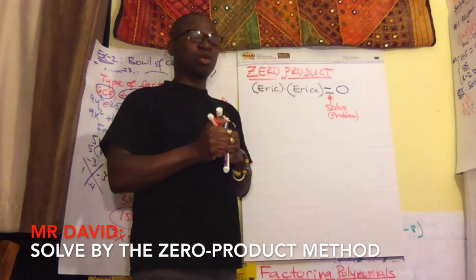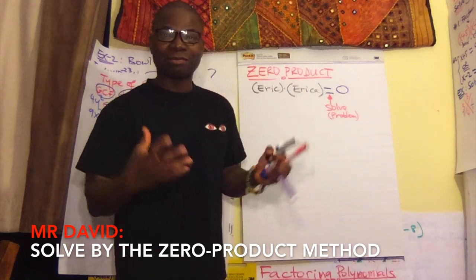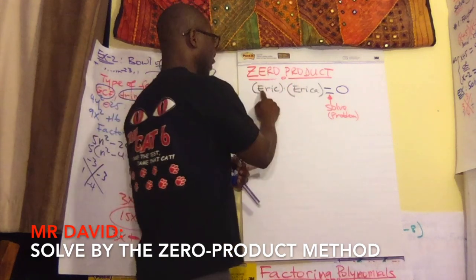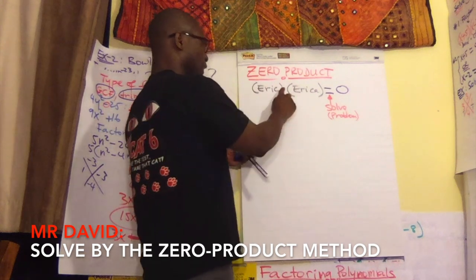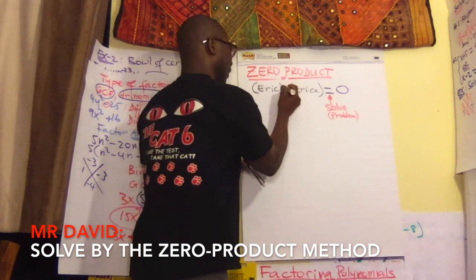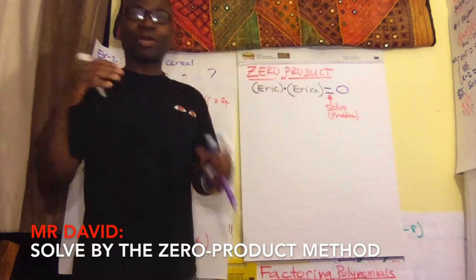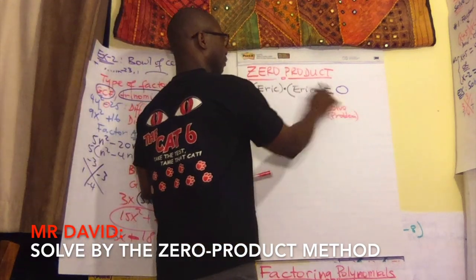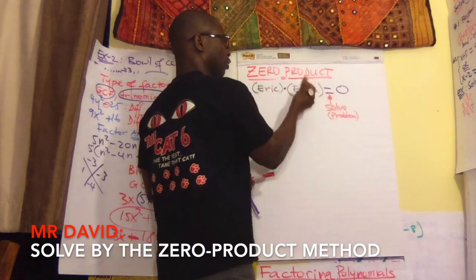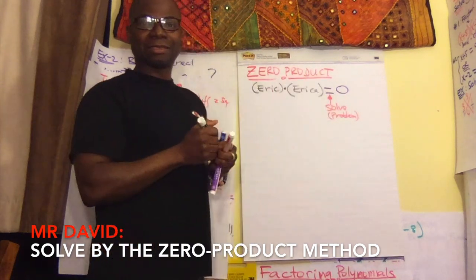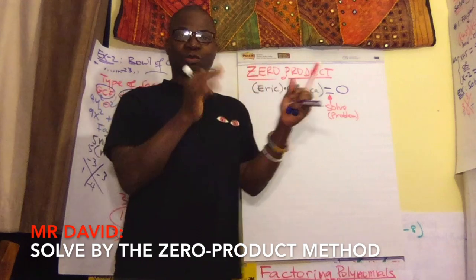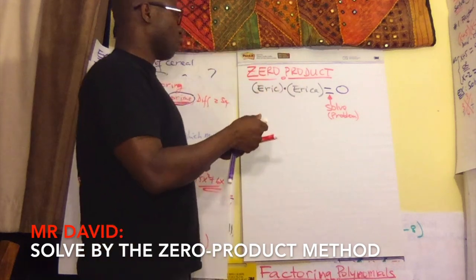So a 0 product. Product means to multiply. So we multiply the two, you see the multiplication sign there. We multiply the two and we get a 0. So we multiply two things and we get 0. Okay, so how do we solve this?